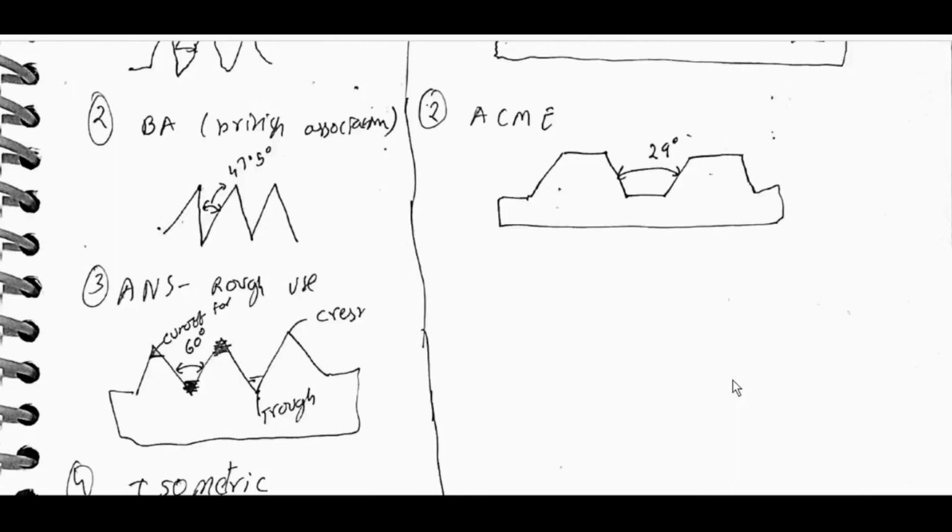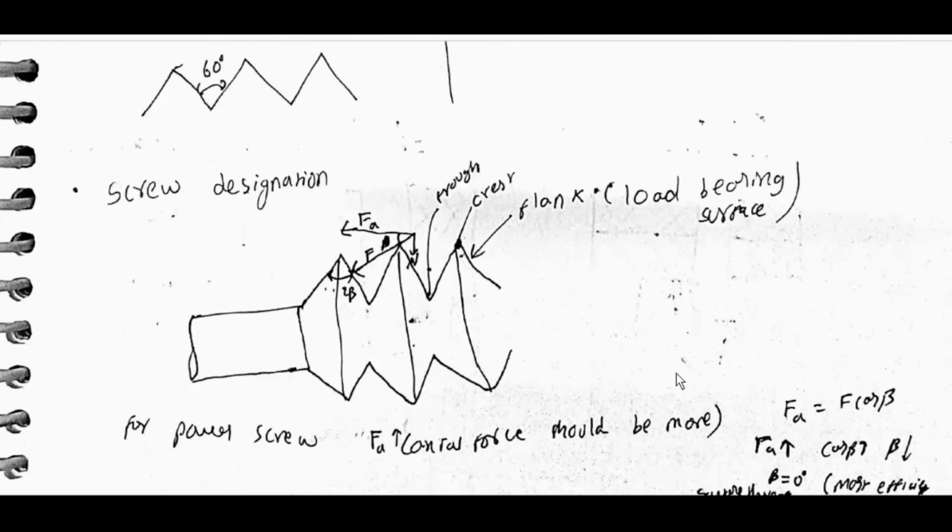ACME 29 degrees. Screw designation, F2 eta trough, and this lowest point is trough, this is crest, this is flank, load bearing surface.